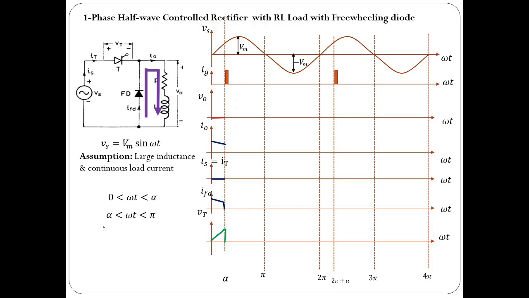Now at omega t equal to alpha, you can see that firing is given, the gate pulse is given. The thyristor is already forward biased and it is given the control signal, so it is going to turn on. During this turn on, what would happen? The current through the load cannot abruptly become 0. Because the thyristor is forward biased and the gate pulse is given, it is driven to the on state and starts conducting. So the inductor current would be shifted from the freewheeling diode path to this thyristor path, that is this way. This is the path of conduction.